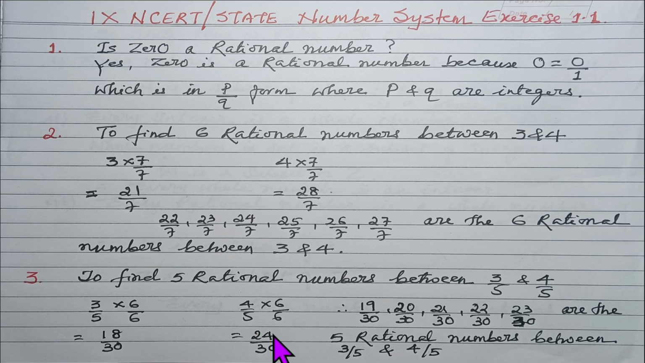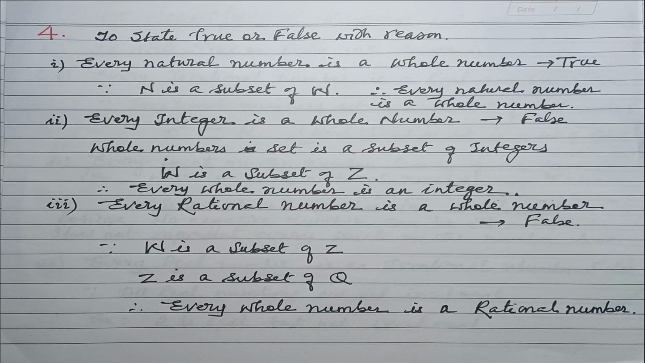So in between 18 by 30 and 24 by 30, we have the required 5 rational numbers, and they are 19 by 30, 20 by 30, 21 by 30, 22 by 30 and 23 by 30. So a very easy method, and try to remember that. Now coming to the next question, number 4: state true or false with reason. You have to give the reason and also state whether they are true or false statements.